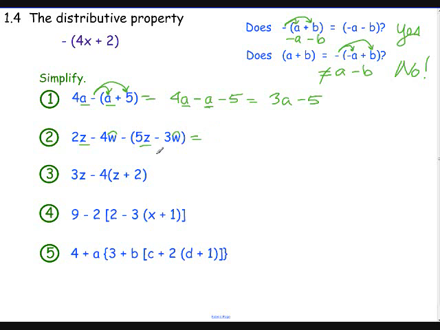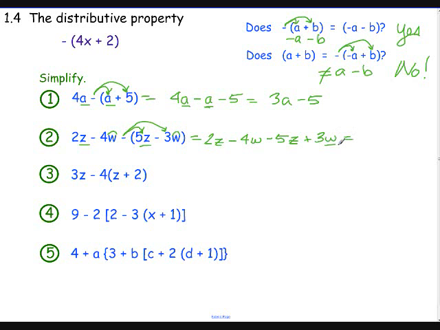There it is. In this case, it's even more conspicuous, to me at least. Just shows you how easy it is to make that mistake. We have nothing happening in these first two terms. They're exactly the same. But then we have a positive 5z becoming a negative 5z, and a negative 3w becoming a positive 3w.